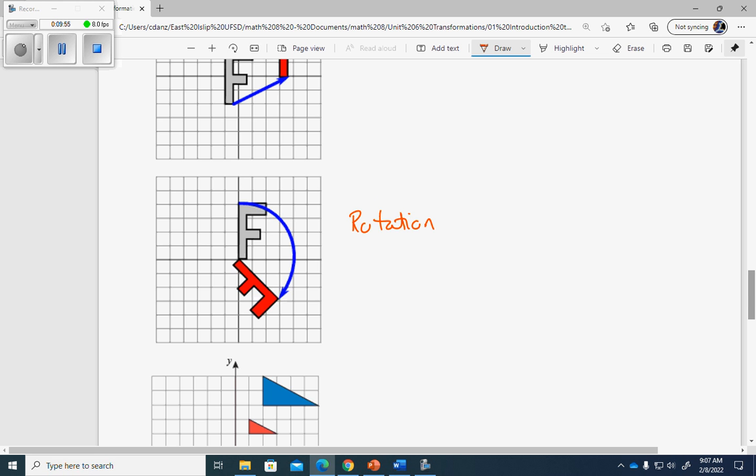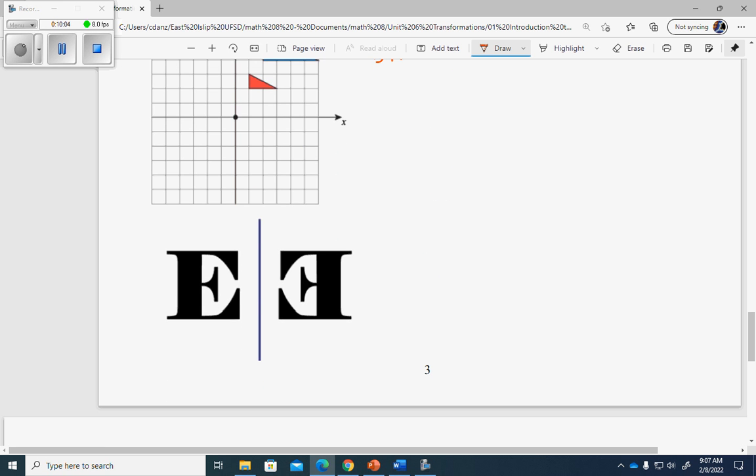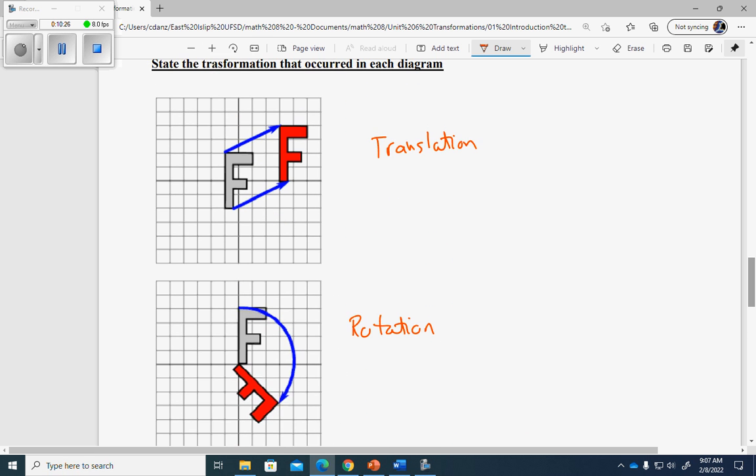In the third picture, this is a dilation because it got bigger or smaller. And in the last picture this is a reflection because it's a reverse image and you can see the line that it reflected over. There you go. That's our transformations. To transform means to change, and there are 4 ways we can change it. We can reflect it, we can dilate it, we can rotate it, and we can translate it.